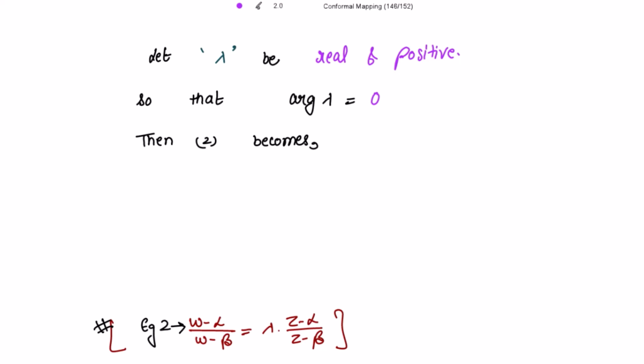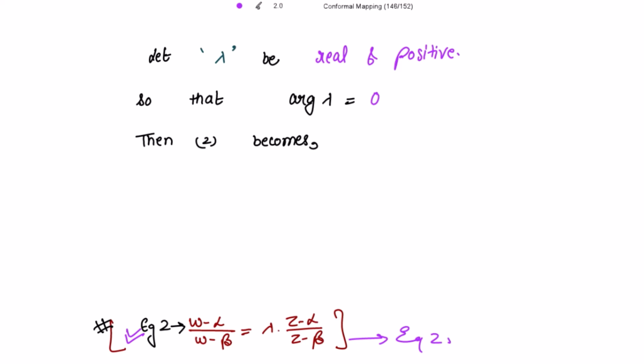Now, for the two fixed points, what kind of transformation do we use always? I have written over here w minus alpha over w minus beta equal to lambda times z minus alpha over z minus beta. We use this kind of transformation for the two finite fixed points. So now, because for hyperbolic transformation we use argument of lambda to be equal to 0, let's take argument on both the sides of this equation too.